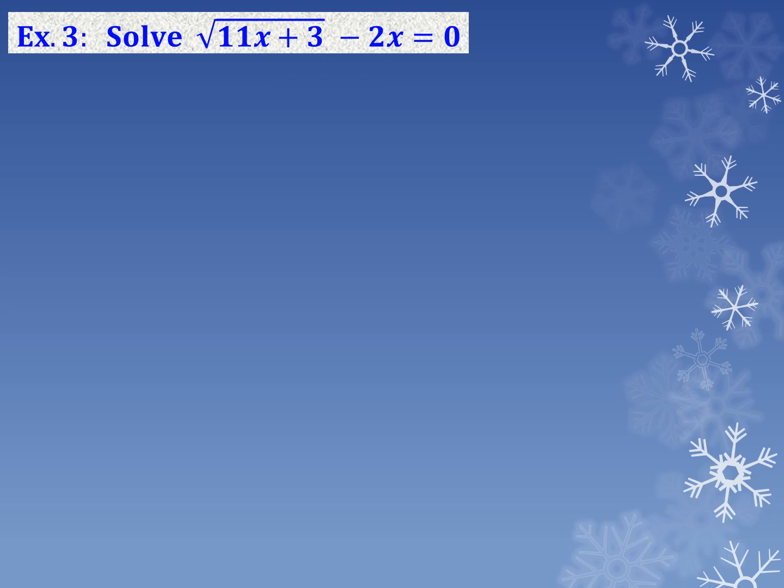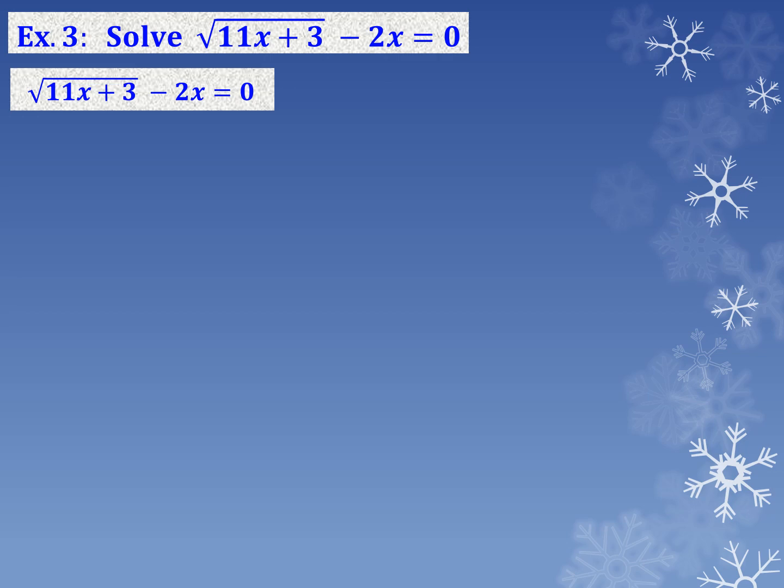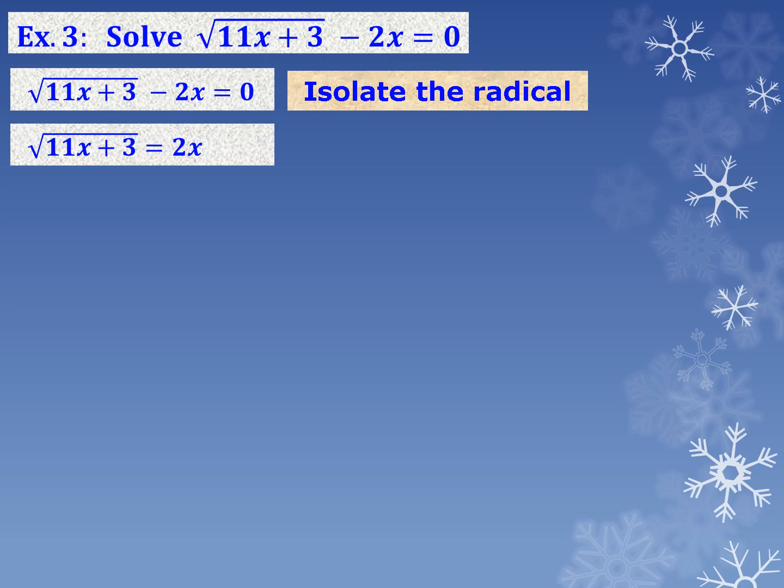All right, let's look at this guy. Example 3. We want to solve the square root of 11x plus 3 minus 2x equals 0. So again, we want to isolate. In this case, we only have one radical. So we want to isolate that radical by adding 2x to both sides. So I get the square root of 11x plus 3 equals 2x.